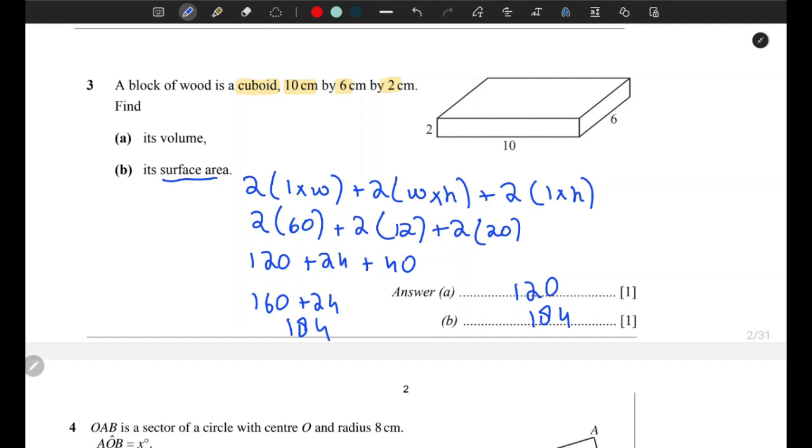Okay, and we also need to remember the units. So volume ka unit is centimeter cube, surface area ka unit is centimeter square.